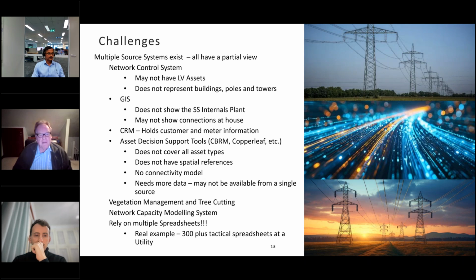And then they have other asset decision support tools, such as CBRM or Copperleaf, which again, they don't cover all the asset types. They don't have spatial referencing. They don't model the connectivity, and they need more data than is available from a single source. And then you have the little side things like vegetation management. As Morales says, bushfires. Well, bushfires happen because people are not doing the tree cutting or cutting back the vegetation close to the lines, and you get shorts.